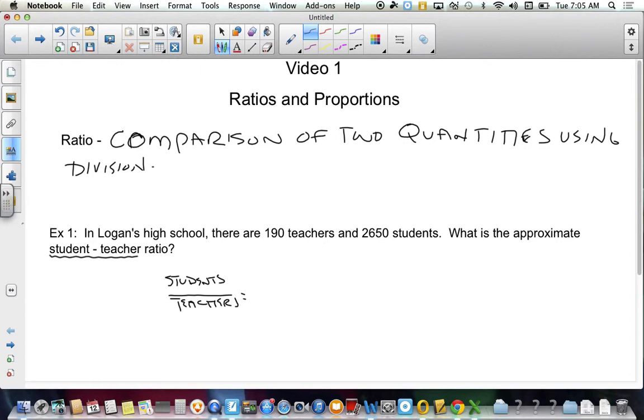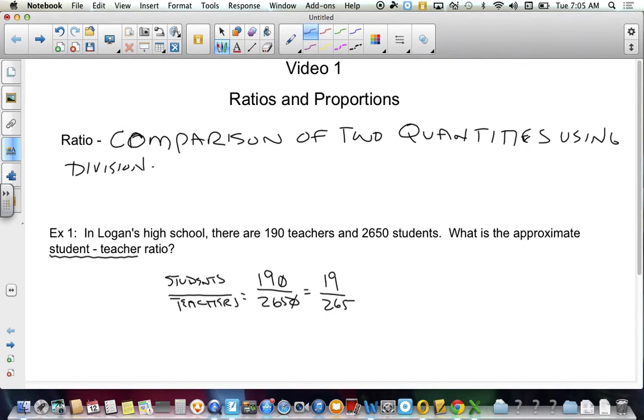So students on the top, teachers on the bottom. So this would be 190 over 2650. Which we could reduce here a little bit. Those zeros will cancel, and we end up with 19 over 265. And we could reduce that down to a decimal if we needed to, but right now we're just going to leave that as a fraction. All right, next one.